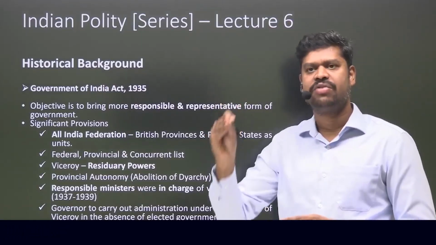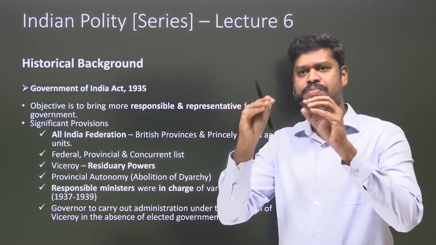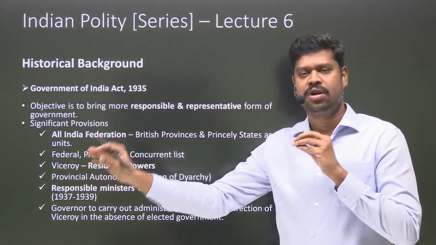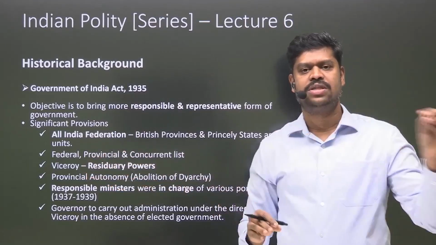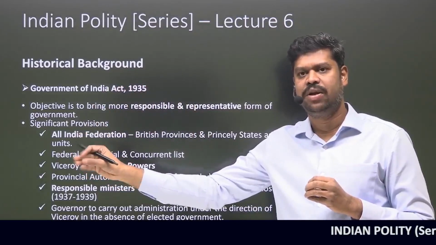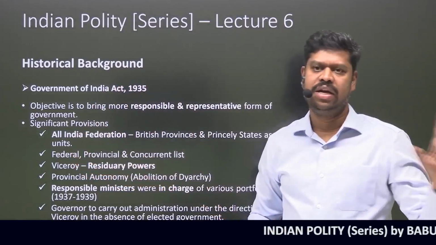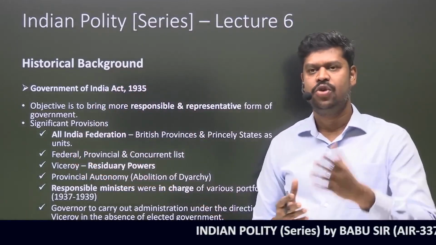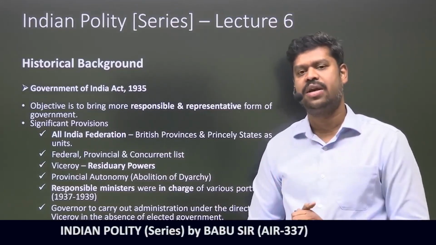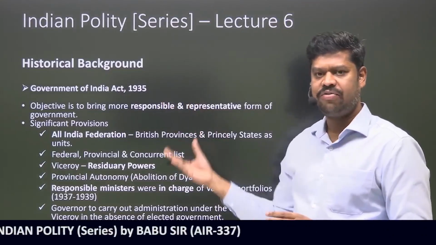So the Government of India Act 1935 clearly spelled out and demarcated what the subjects of the center are and what the subjects of the state are. What are the areas on which the central legislature can make laws, and what are the areas on which the state legislature can make laws. So you can ask me, sir, this was there in the previous act itself, in the Government of India Act 1919. So what is the difference here?